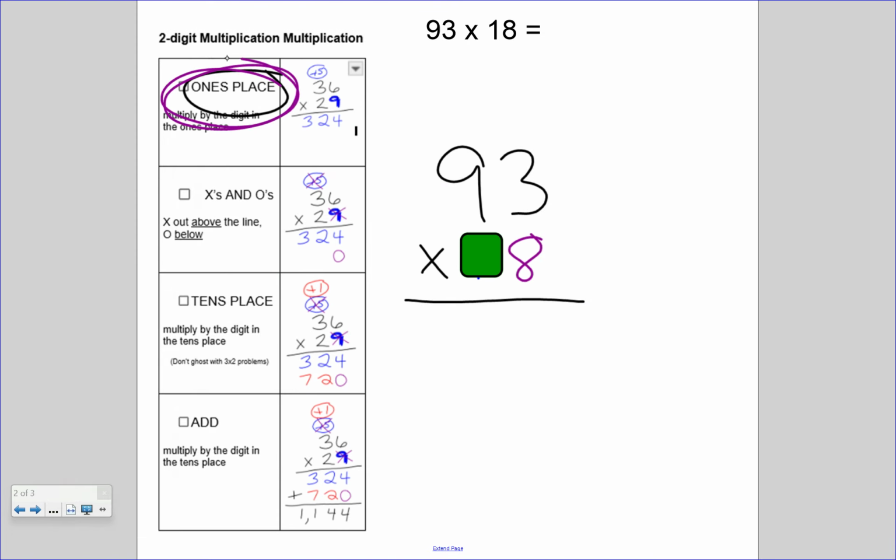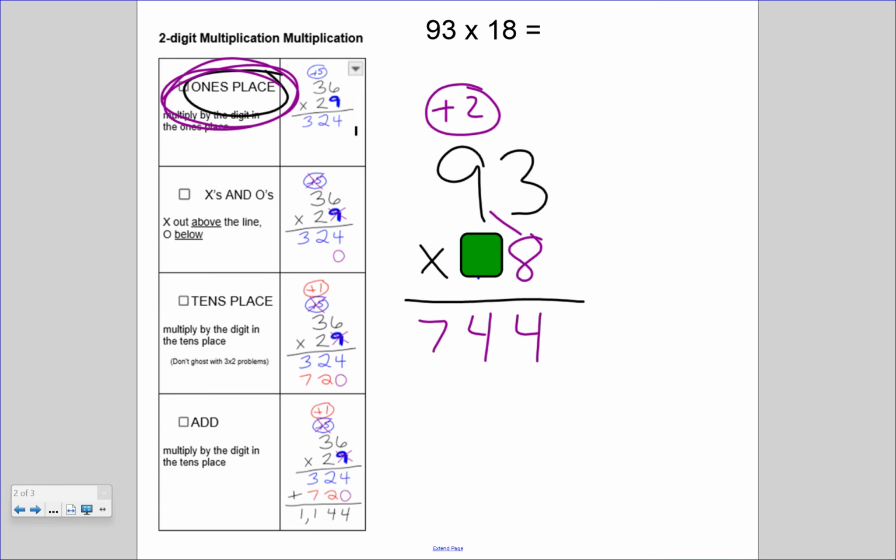So this is step 1, multiplying by the digit in the ones place. 8 times 3 is 24. Carry the 2 next door. 8 times 9 is 72, plus 2 is 74. I can put both digits down. Trying to keep my place value parking lot lined up because this is the hardest part.